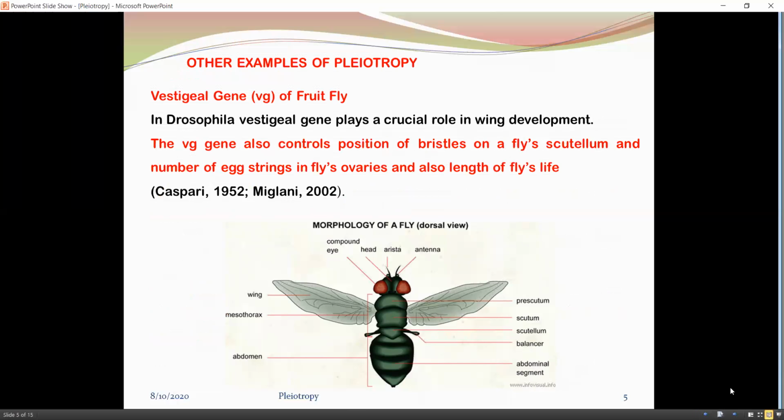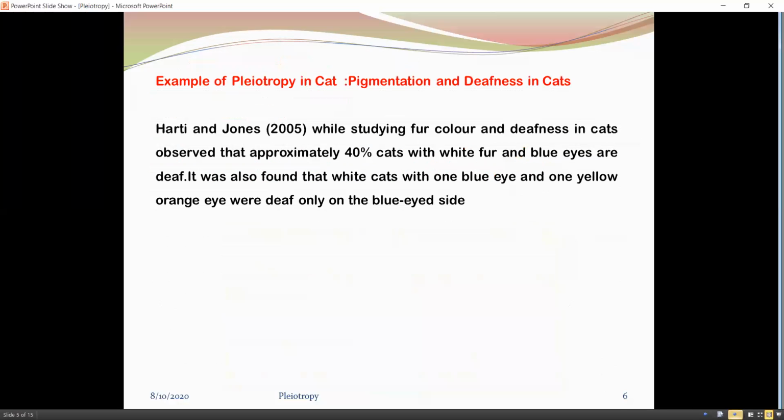The other example of pleiotropy can be seen in Drosophila, the vestigial gene Vg of the fruit fly. In Drosophila, the vestigial gene plays a crucial role in wing development. Wing development, no doubt, is done by this Vg, but along with that, it also controls the position of bristles on a fly's scutellum. You can see the scutellum here. It also controls the number of eggs stored in the fly's ovaries, and the length of the fly's life, how long the life will be.